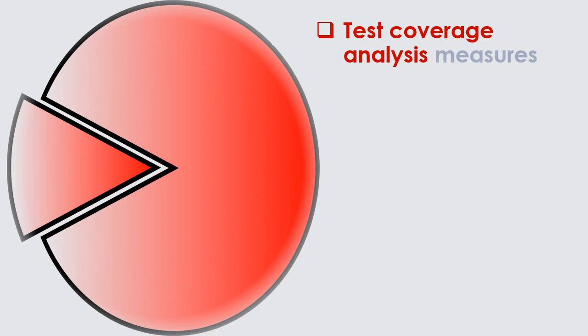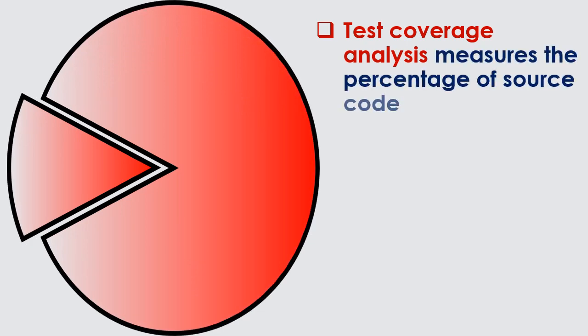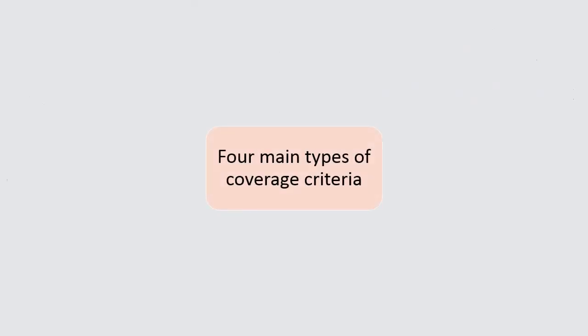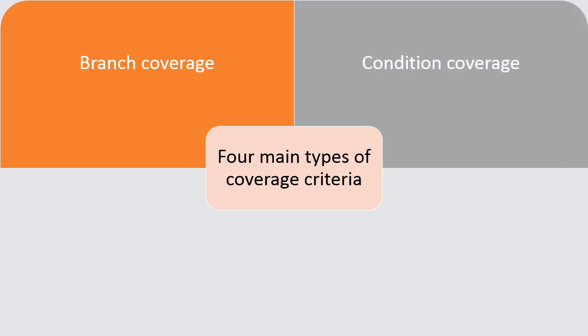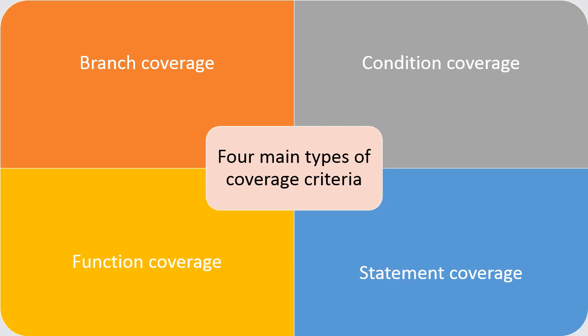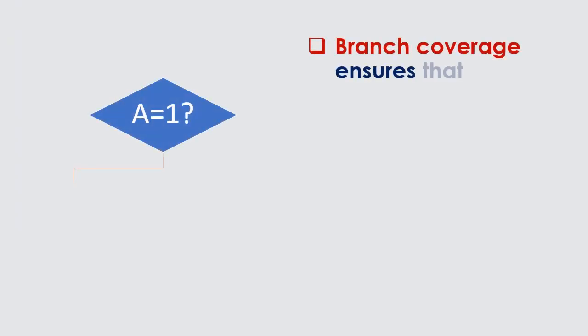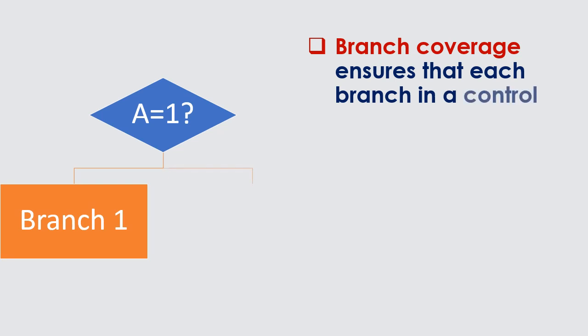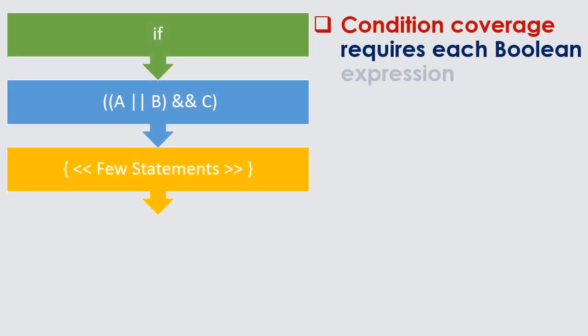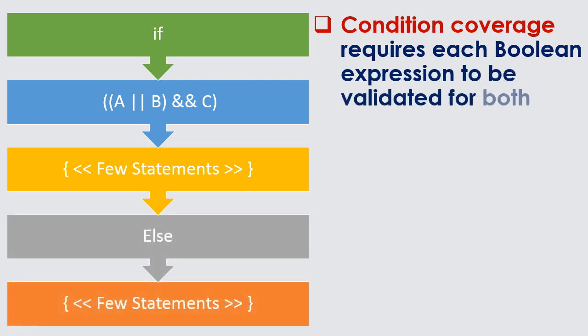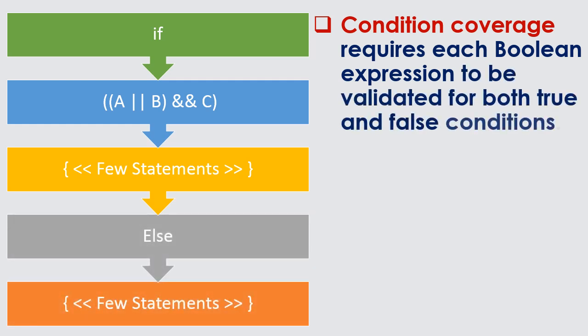Test coverage analysis measures the percentage of source code that is tested by a given test. Four main types of coverage criteria are branch coverage, condition coverage, function coverage, and statement coverage. Branch coverage ensures that each branch in a control statement has been executed. Condition coverage requires each Boolean expression to be validated for both true and false conditions.